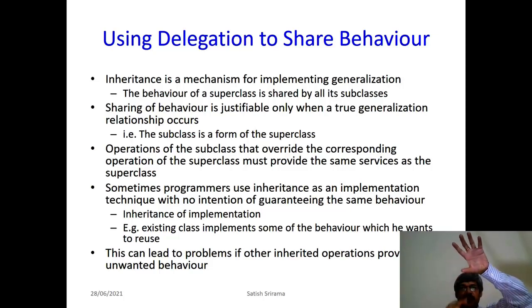Say for example, if the figure provides a rotation, the classes which are its subclasses, in this case circle or square, if rotation is an operation of the figure, then even these actual figures should also have the rotation. It is not that you cannot move these objects. Otherwise it is completely behaving differently. But sometimes programmers use inheritance as an implementation technique.